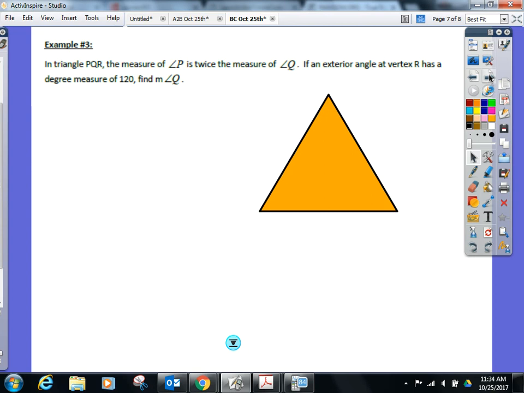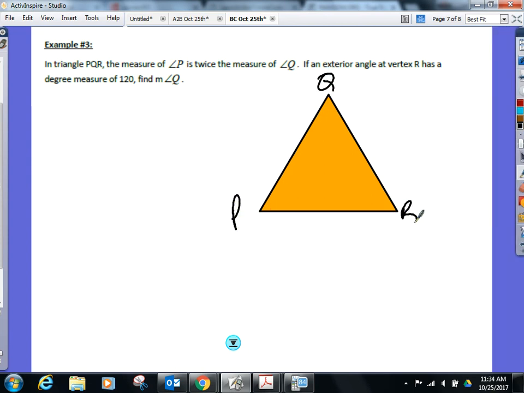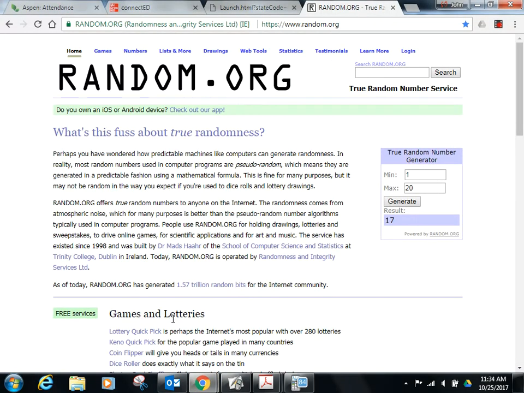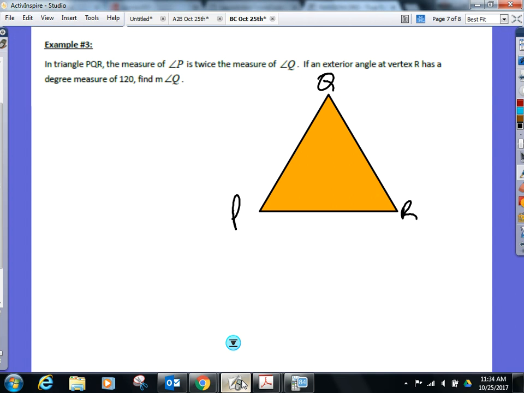Triangle PQR. P is twice the measure of Q. What do you want to write down now? P is twice the measure of Q. What do you want to write down for that one? P and Q, what can I write there? If P is twice the measure of Q. For P, it's 2x. Yep. And for Q, it's x. Nice job. Okay, twice the measure.